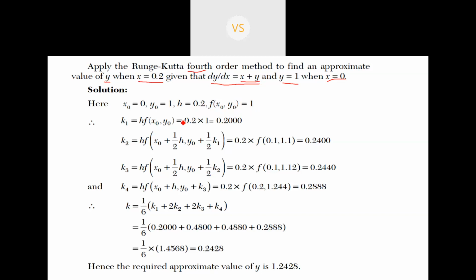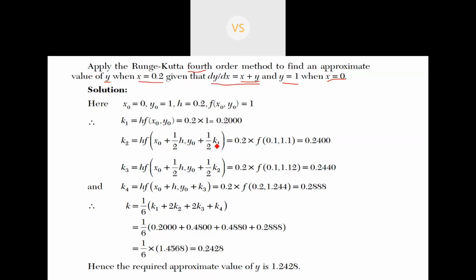Now first we are finding the value of k1. So the formula for k1 is equal to h into f(x0, y0). Now h is what? Step size, or you can say increment. So it is 0.2 into 1. f(x0, y0) we have got as 1. So it is 0.2000. Then you have to find out the value of k2. So k2 is equal to h into f(x0 plus half h, y0 plus half k1).